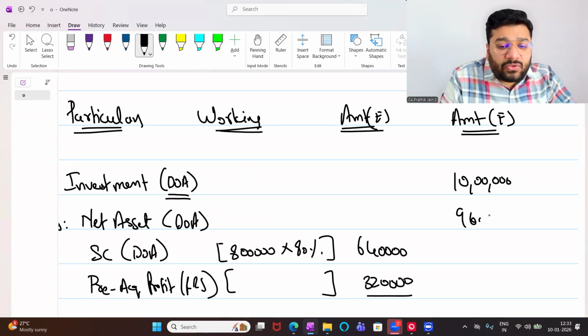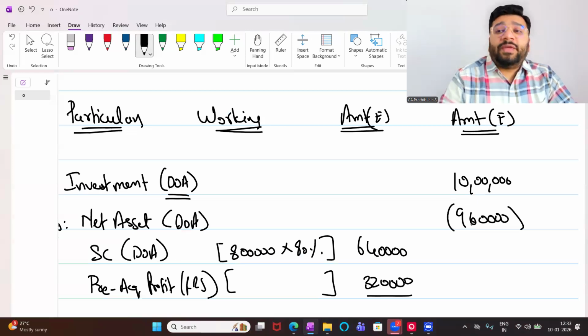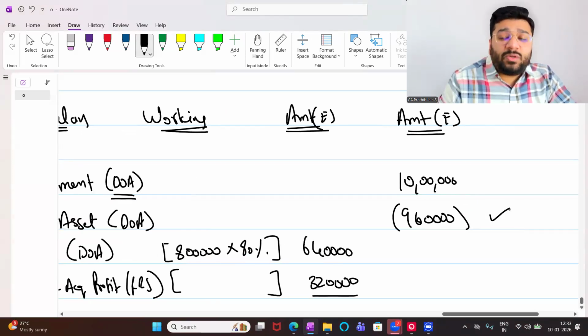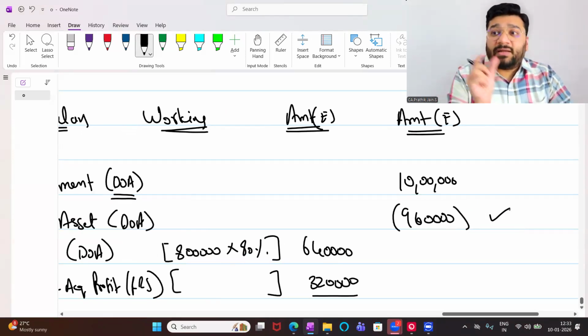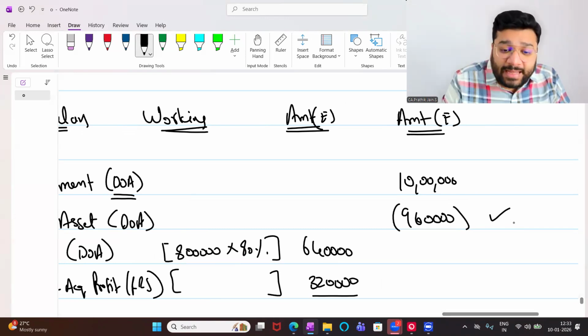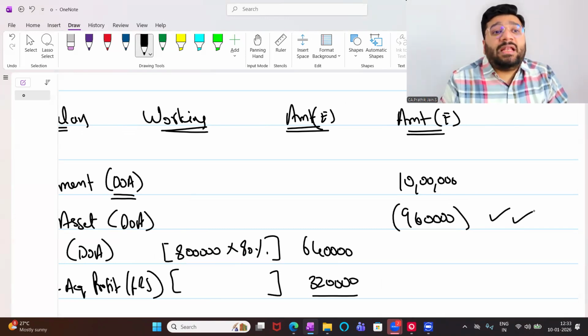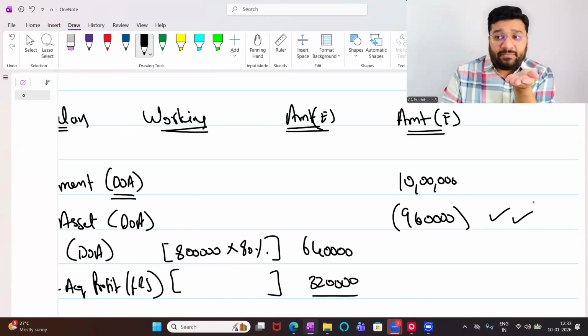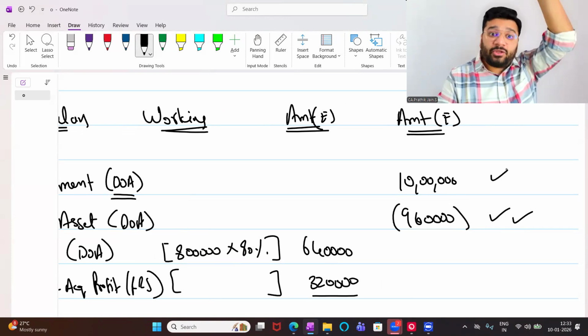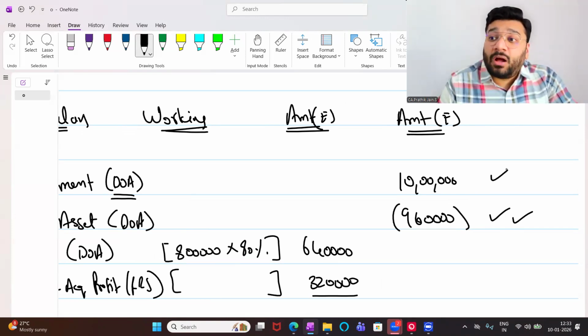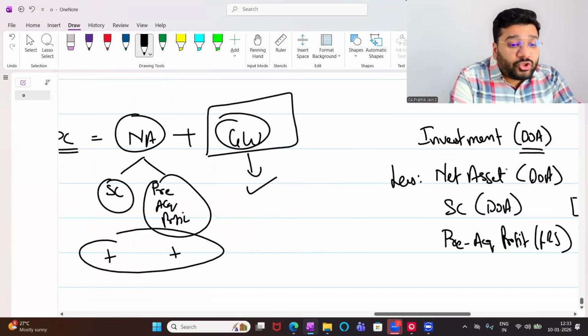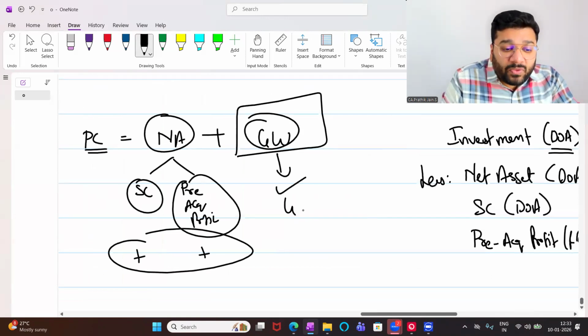9 lakh 60,000. Which means 9 lakh 60,000 is the worth of the company. Whatever is the company's worth, 80% of that is the 960. 9 lakh 60,000 is 80% of the worth of the company. You purchased goods worth 960, but you paid how much? 10 lakh. You paid extra. How much extra? 40,000 extra you paid.